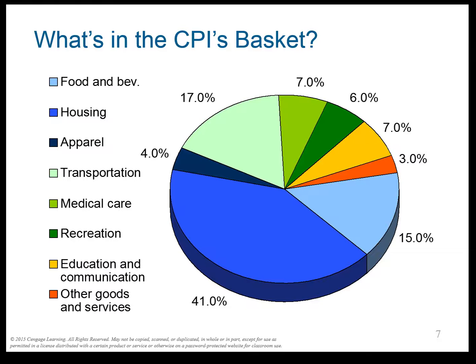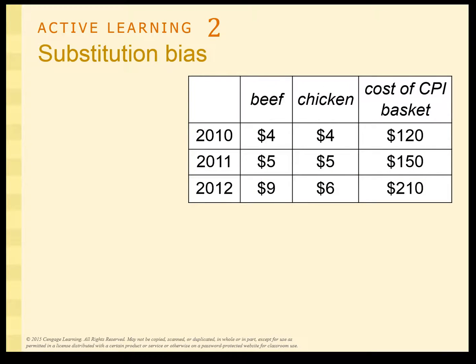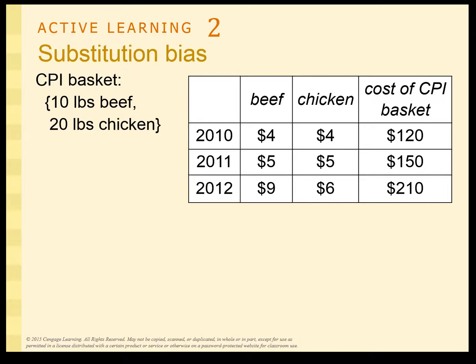Here's a brief look at what is in the CPI. All right, there's another problem. Well, there are many problems with the CPI. One problem I'm going to walk through with you right now is called substitution bias. Now, let's suppose that the CPI basket has 10 pounds of beef, 20 pounds of chicken, exactly like the last problem we did, and notice the prices here are changing as the years go from 2010 to 2011 to 2012.